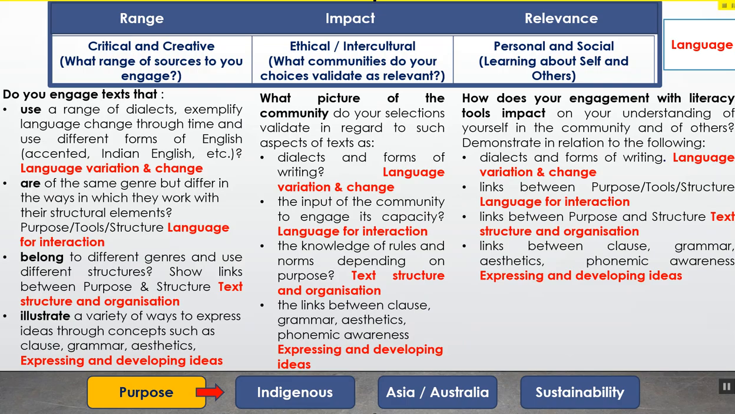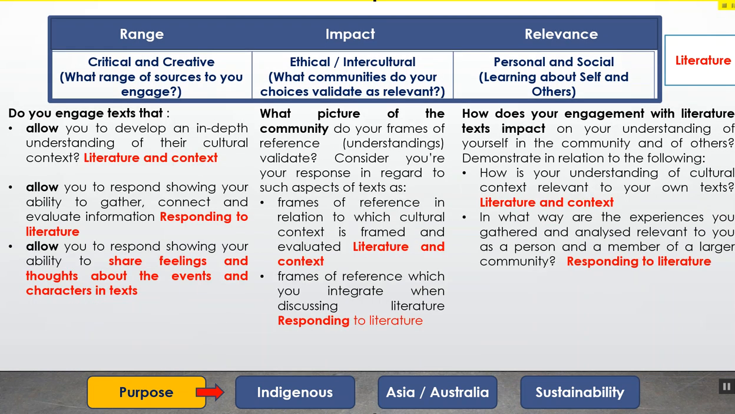So we've done language. Can we go to the next? Literature. So this is literature and context. I'm looking at personal and social. How is your understanding of cultural context relevant to your own text, literature and context? In what way are the experiences you have gathered and analyzed relevant to you as a person and a member of a larger community?